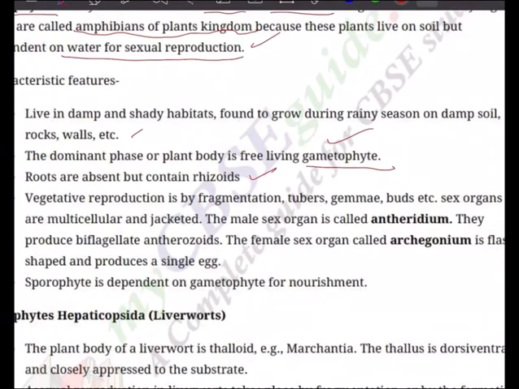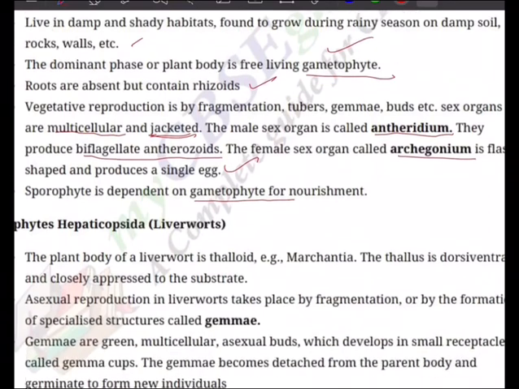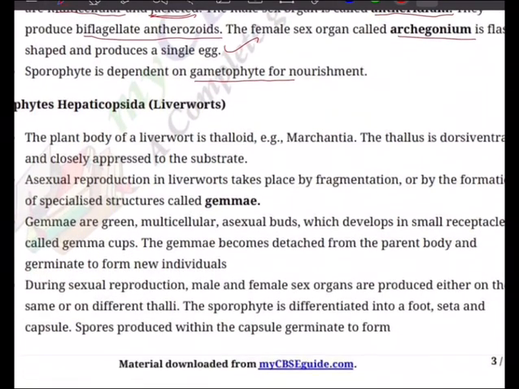Sex organs are multicellular and jacketed. They are present in the jacket form. The male sex organ is called antheridium. They produce biflagellate antherozoids, something like sperms. The female sex organ is called archegonium, and it is a flask-shaped structure and has a single egg. Sporophyte is dependent on gametophyte for nourishment, so that is important. So gametophyte is dominant.